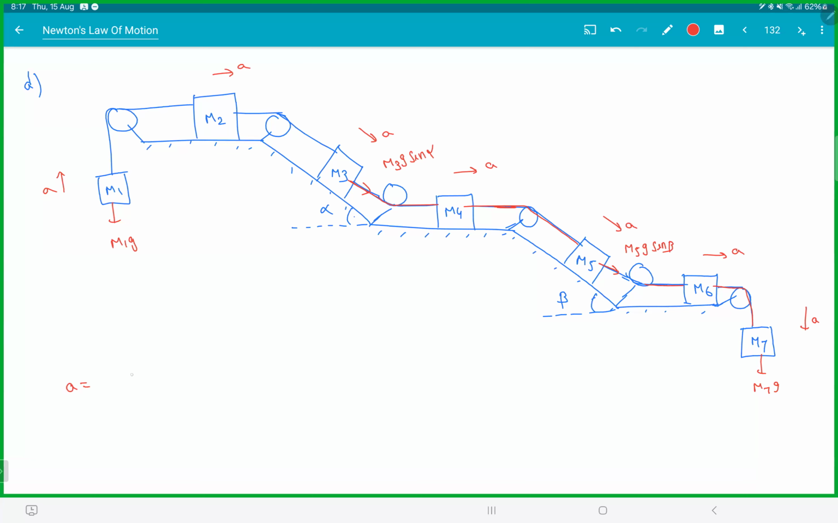So acceleration would be: M7G is supporting the motion, M5G sine beta is supporting the motion, M3G sine alpha is also supporting the motion, and M1G is opposing the motion. Now, this is the total force which will be acting on all the seven blocks. So even though M2 and M4 are not contributing anything, they'll still come and take the force. It's like your friend who comes with you to the party, doesn't drink anything but eats the food.